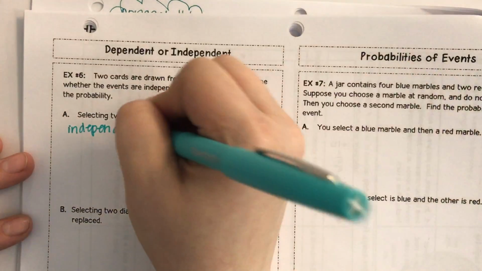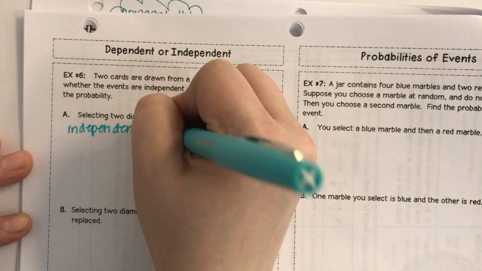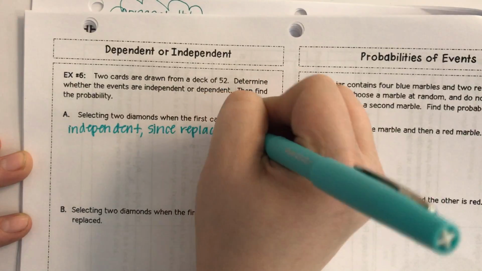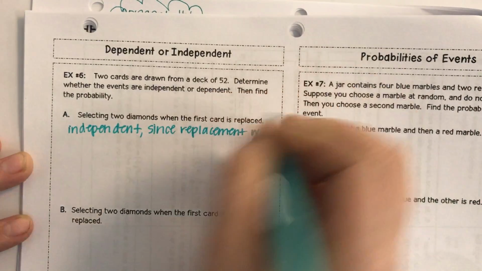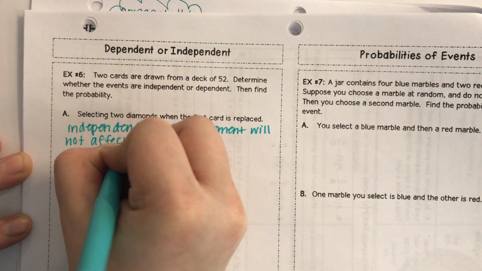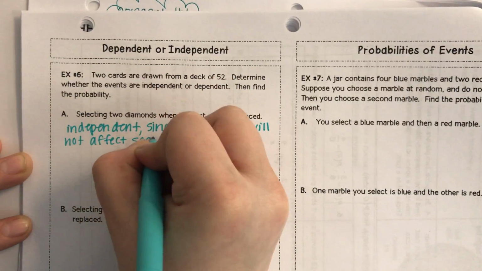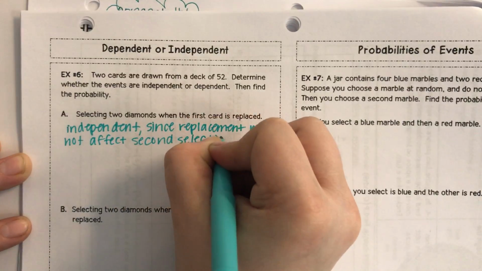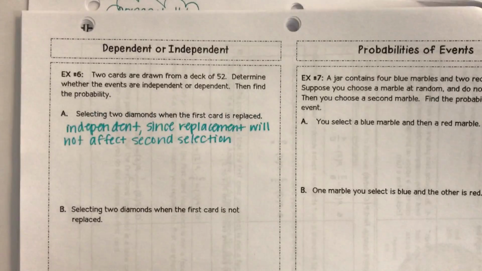Independent, since replacement will not affect second selection. Since I'm putting it back, it's not affecting the probability of that second card I pick.